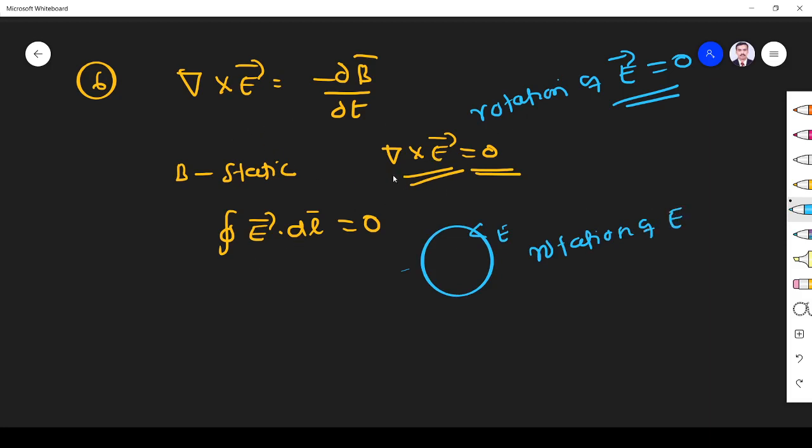This language is called differentiation, this language is called integration. E dot dl, dl is a path that is closed. Closed means it will become a loop or circle. Closed electric field will give 0. That is, rotation of electric field is 0. So both the equations are telling the same thing.